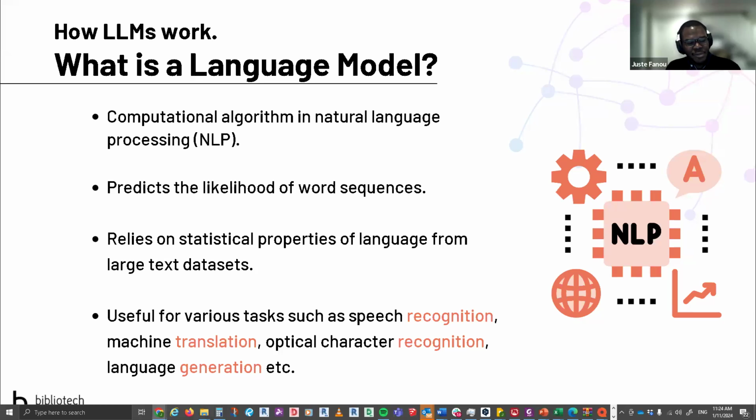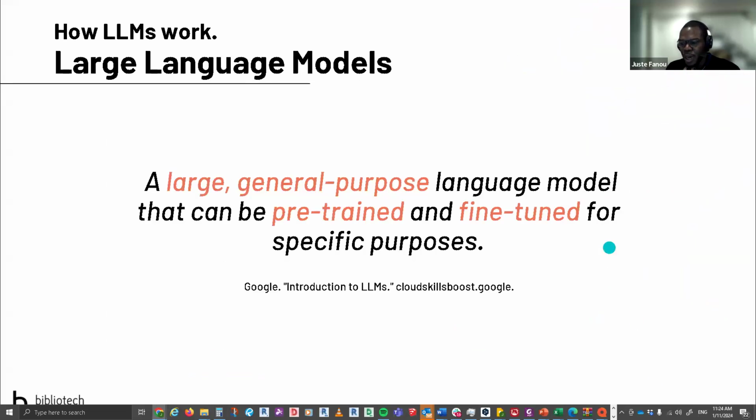It can take pieces of text and then predict the likelihood of new word sequences. It relies on statistical properties of language from large text data sets, and it's useful for various things such as speech recognition, machine translation, etc. So that's what a language model is. When you talk about the large language model, it's essentially that, but scaled up by quite a few orders of magnitude. It's a large general purpose model that can be pre-trained and fine-tuned for specific purposes. And I think this is really important, pre-training and fine-tuning, and we're going to talk about that.